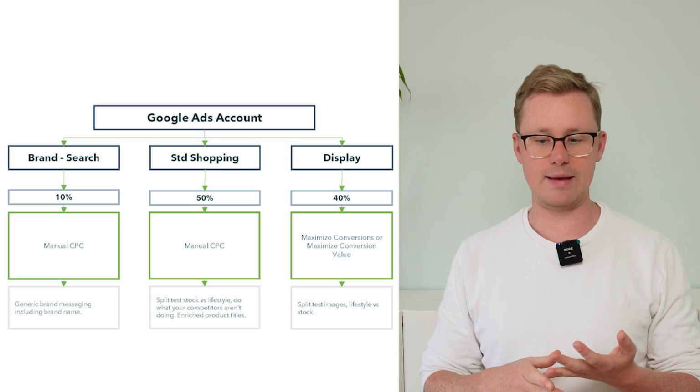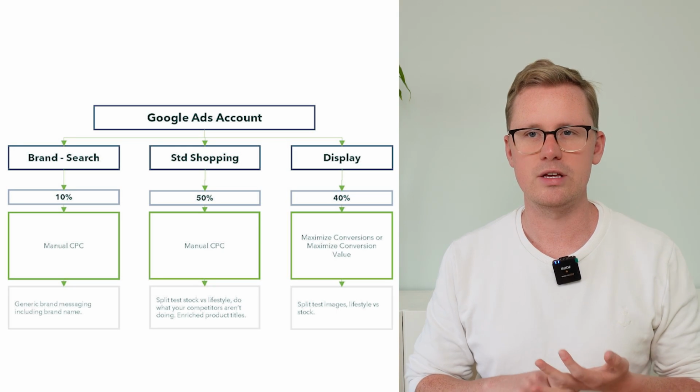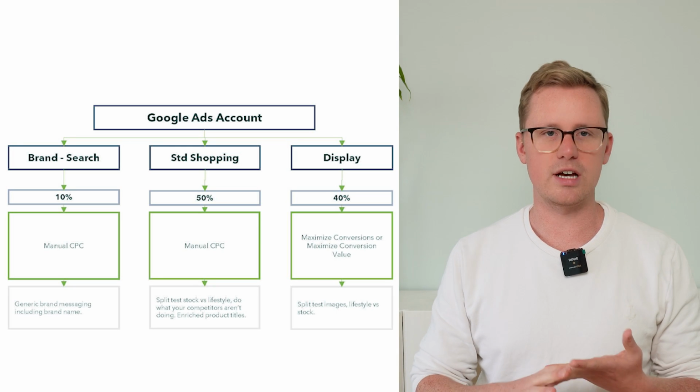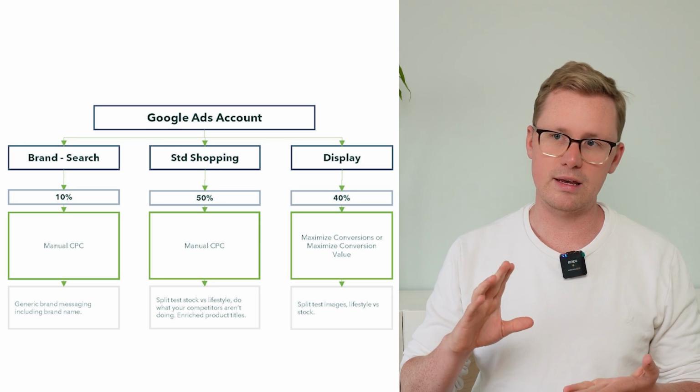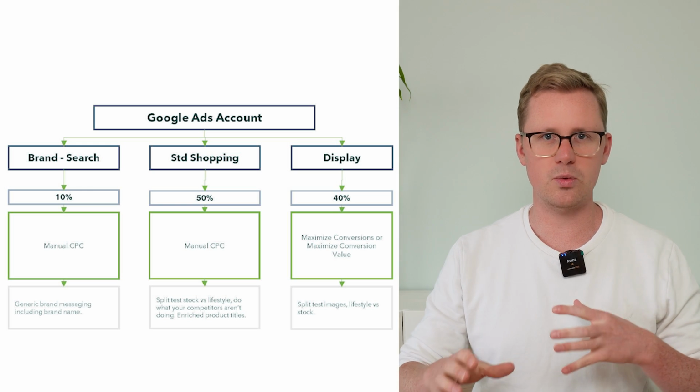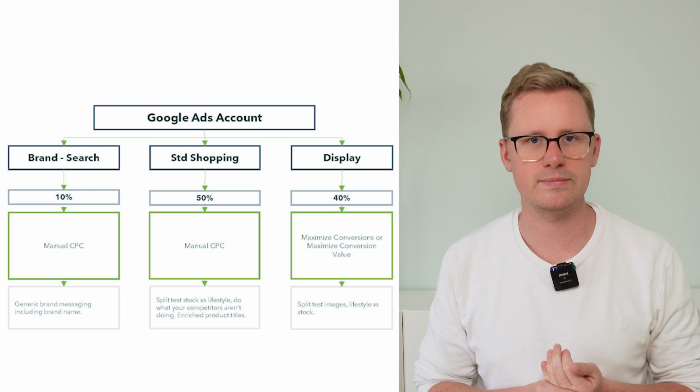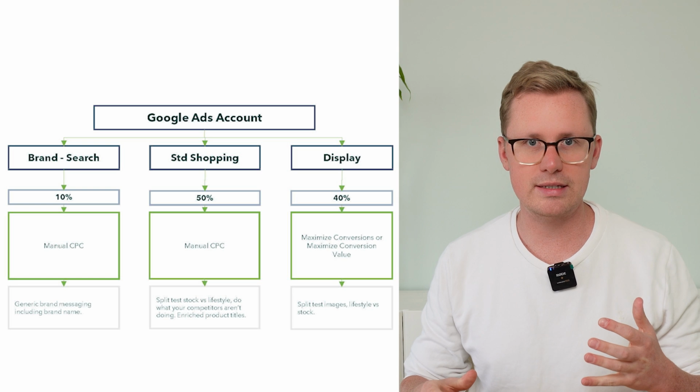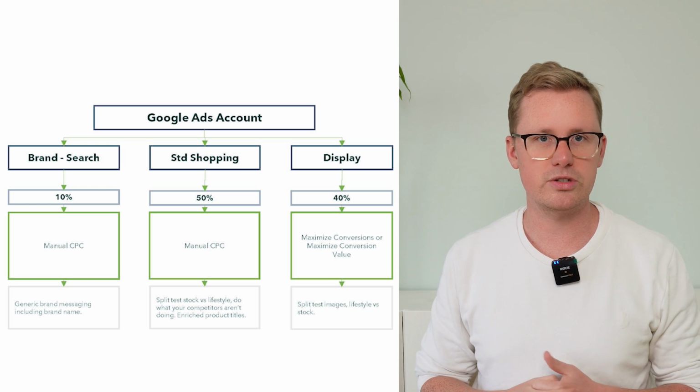And lastly, for your display campaign, you want to use smart bidding here. You want to make that as efficient as possible. Start off with maximize conversion value, but then upgrade that to a tROAS once you've got enough conversions in the account. It's pretty easy to scale up this campaign mix. Just add more spend to your standard shopping campaign.